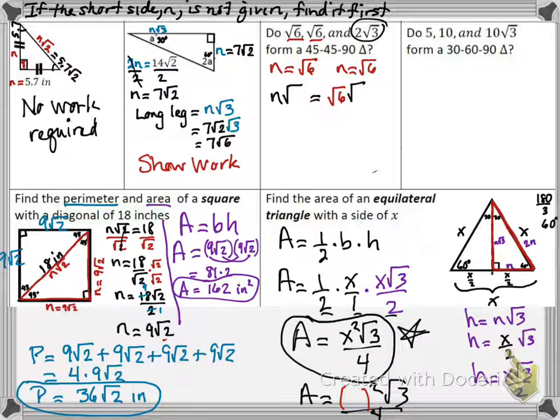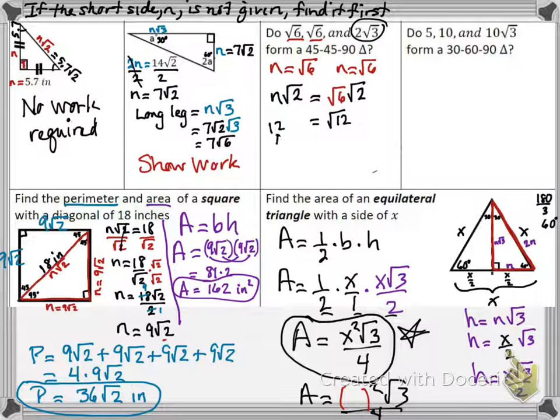Okay, that was a pause because I found a mistake. I'm not looking at a 30, 60, 90 triangle. I'm looking at a 45, 45, 90 triangle, which means the hypotenuse should be n root 2. So I need to think about root 6 times root 2, which gives root 12.